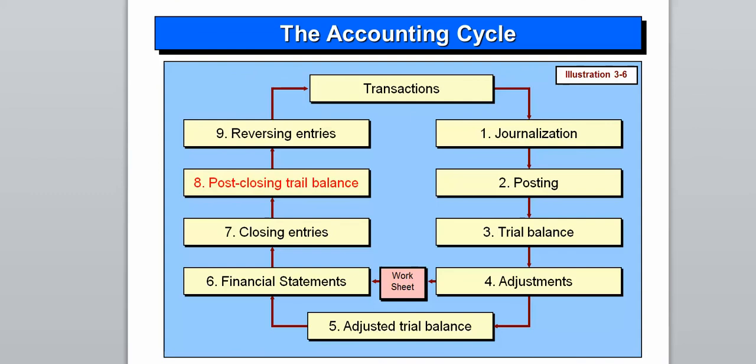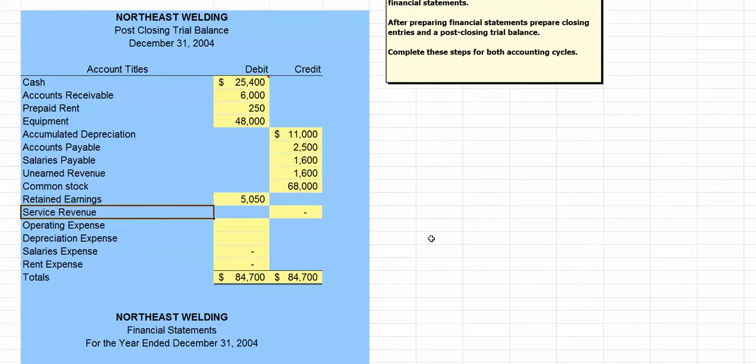Once we prepare our closing entries, we will post them to the general ledger and prepare our post-closing trial balance. And notice on our post-closing trial balance, since we had a deficit in retained earnings, the debit balance is our current balance for retained earnings, and we have zero balance in our revenues and our expense accounts.